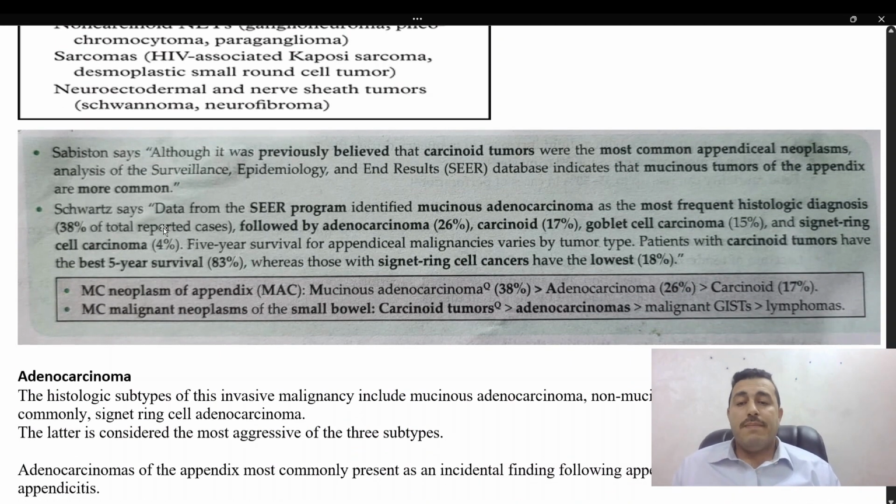The neoplasms of the appendix and their prevalence can be abbreviated in the word MAC. First of all, and the most common, is the mucinous adenocarcinoma. Then we have adenocarcinoma and carcinoid. In the past, they thought that the carcinoid was the most common. Now, mucinous adenocarcinoma is the most common, followed by adenocarcinoma, carcinoid, then goblet cell cancer, and signet ring cell, which carries the worst prognosis.